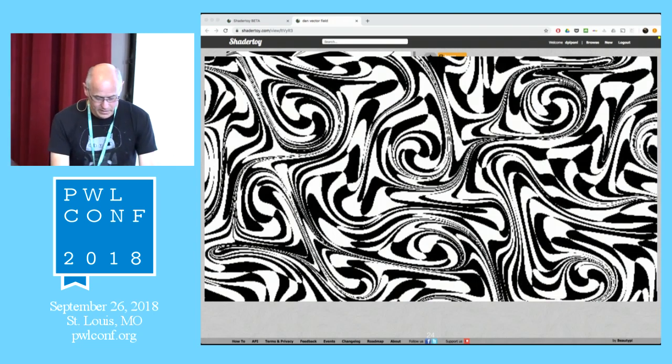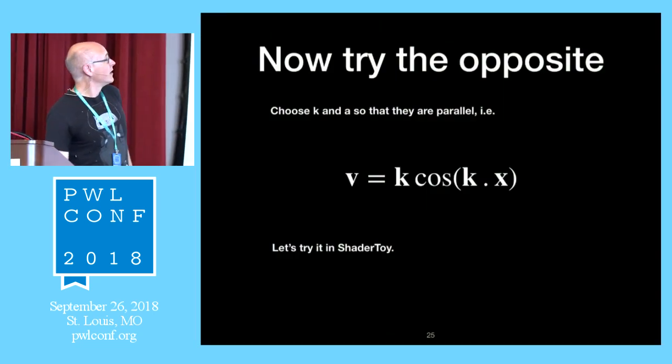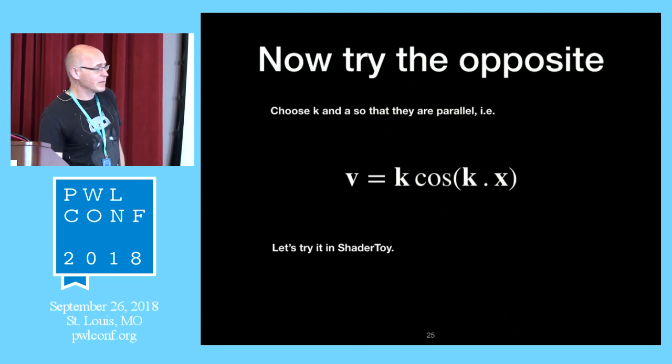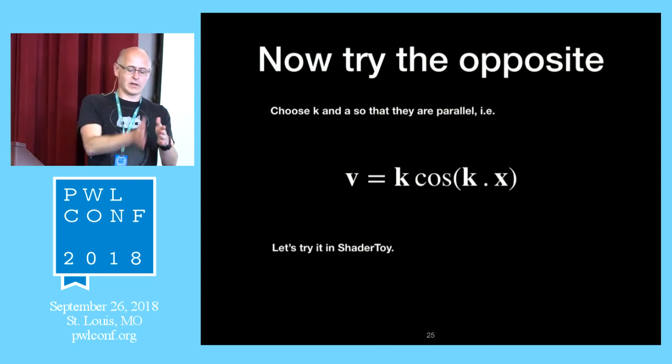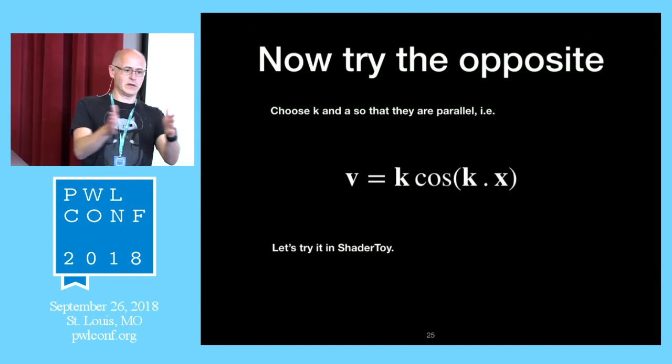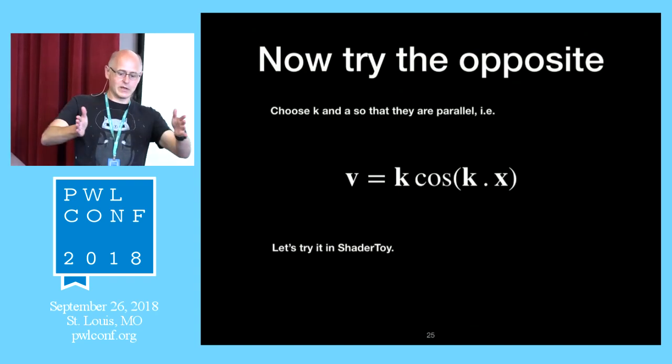Okay? We can try the opposite as well. I can make the amplitudes parallel to the direction. So this would be like a wave with the crests like this, and the velocities like this. And you can see how this is basically compression, rarefaction. So this is the opposite of what we want.